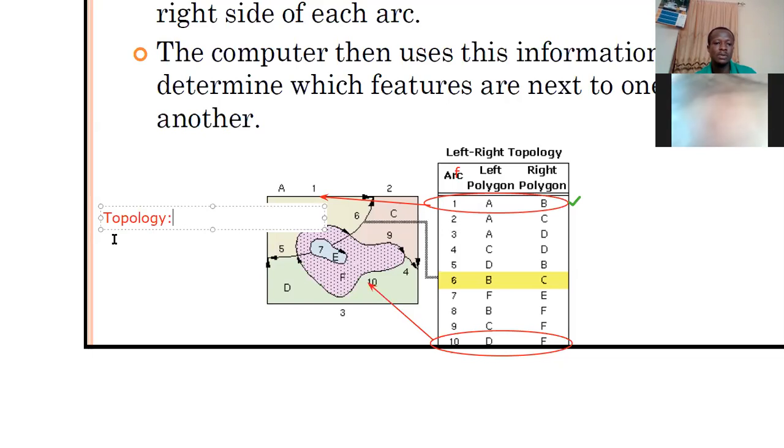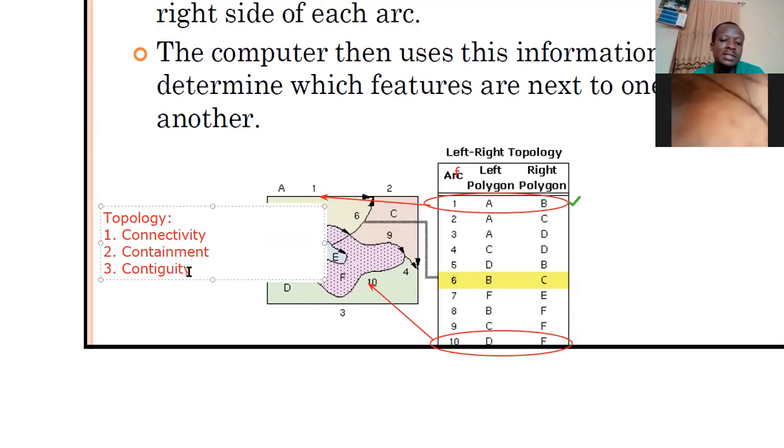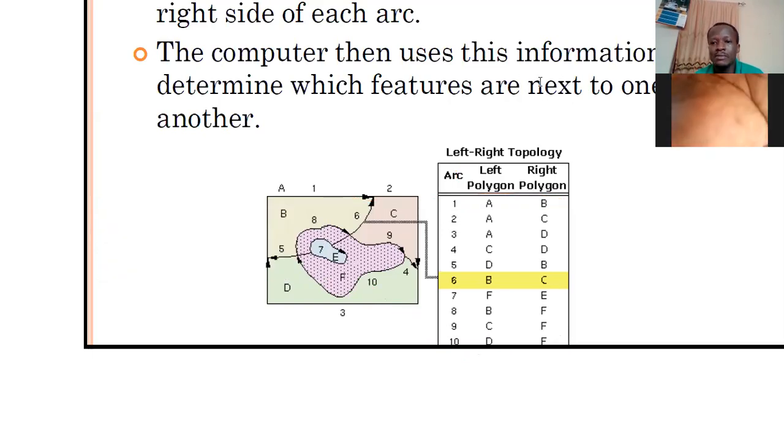The components of topology are: 1, connectivity; 2, containment, or polygon arc. Then we have contiguity, which is the direction of every arc. Which direction is inherent? How do we tell that this is the direction that you're moving? All right, so that is topology for you, very simple.